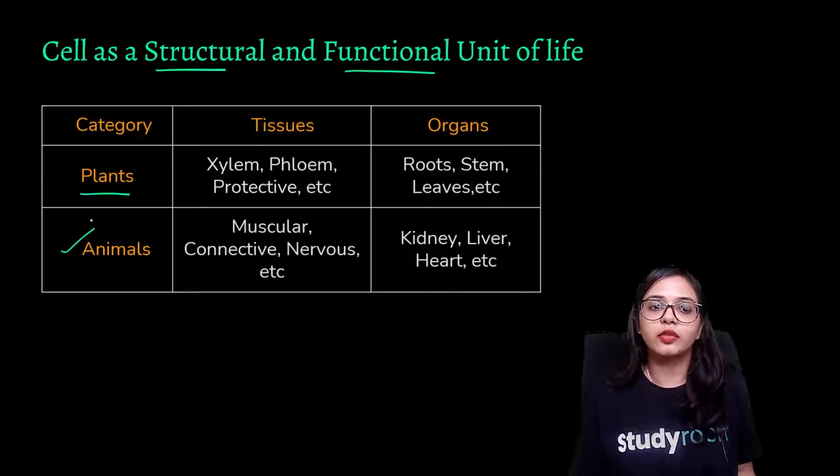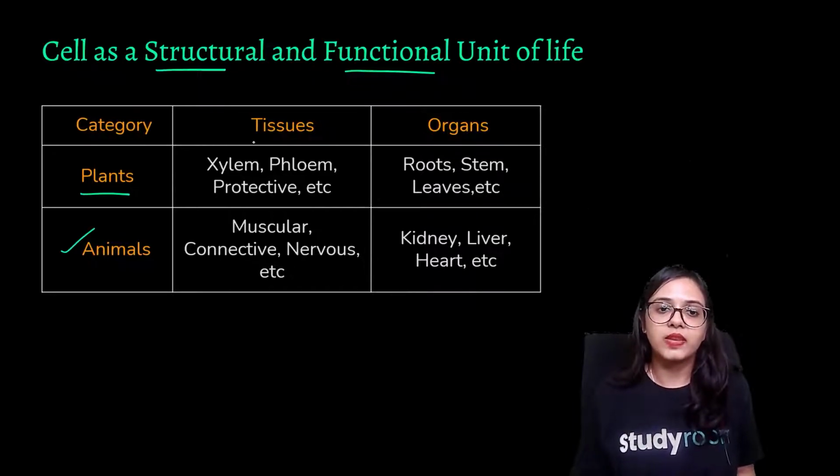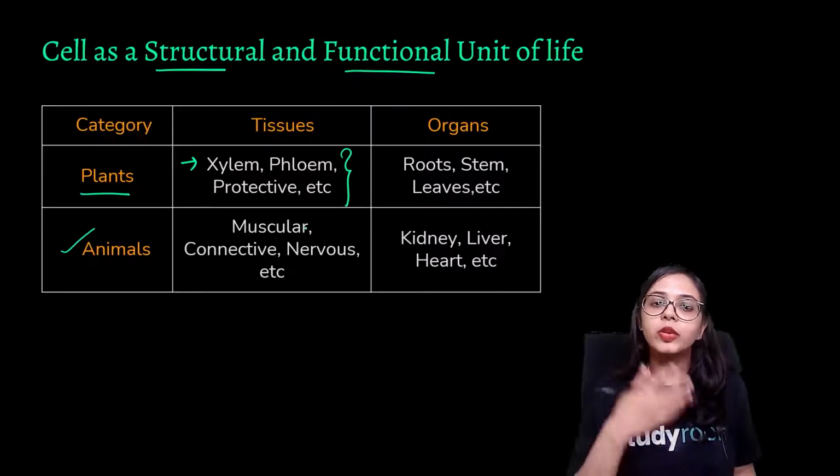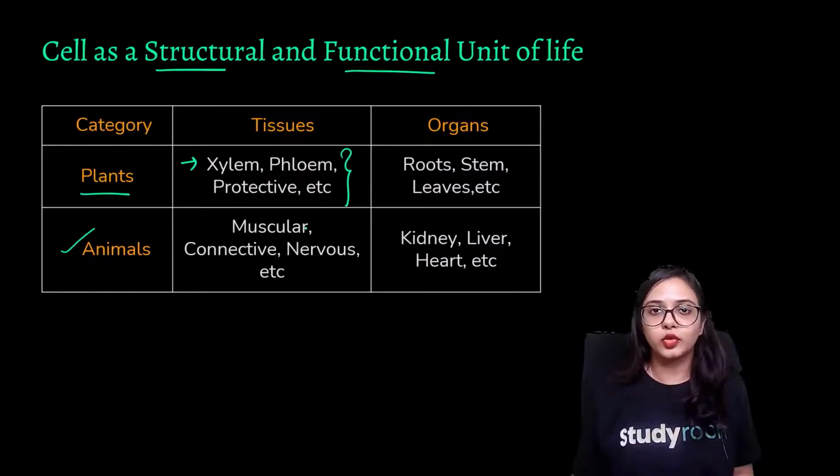So there are different sets of functions for plants and animals, and hence different cells capable of different functions. They exist in plants, for example xylem, phloem, protective tissues. These are the kinds of functions that a group of cells perform in plants, and the organs of plants are roots, stems, leaves, etc. In animals, there are tissues like muscular tissue, connective tissue, nervous tissue. We'll be learning all about these different kinds of tissue in the next chapter.